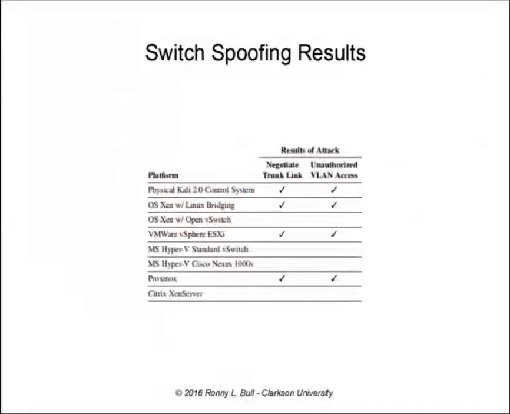Okay, so results across the board here. We can see that the physical Kali 2.0 control system, we set up the physical switch. We tested it with a control to make sure it worked first before we proceeded into the virtualized environments. You can see it pretty much worked under every system that used bridged networking instead of a virtual switching networking. So if you're using an environment that has a bridged virtual switch, this is going to work.